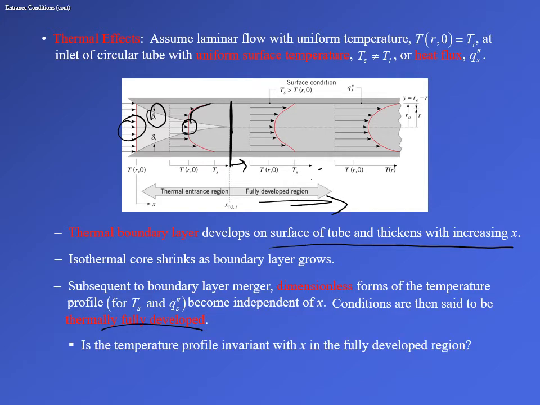A question for you as food for thought: is the temperature profile invariant with x in the fully developed region? Just as we had for flow velocity, in the hydrodynamic condition in the fully developed region, del u by del x was 0, because it's fully developed, so the velocity profile remains parabolic and does not change. But for the temperature situation, since we have a fully developed region for temperature, can we say that del T by del x is 0? And the answer, if you think about it, is no.